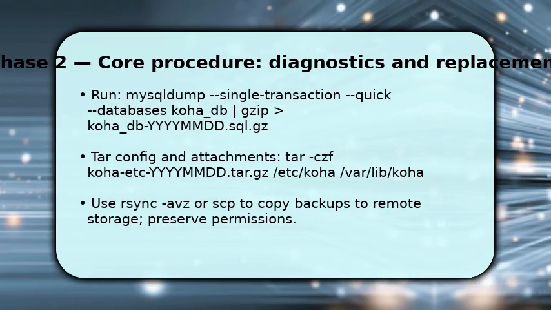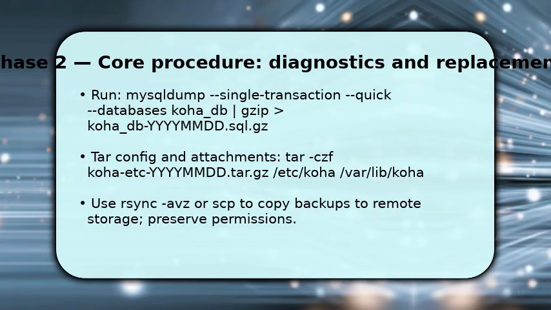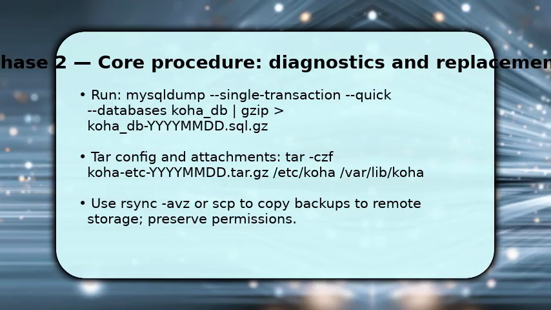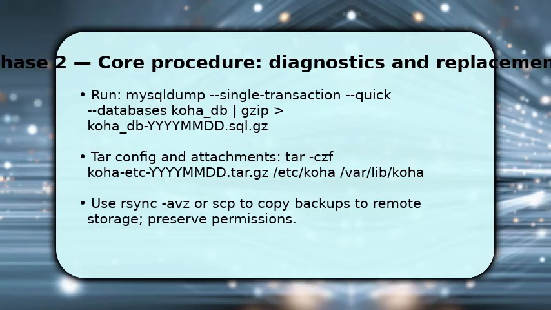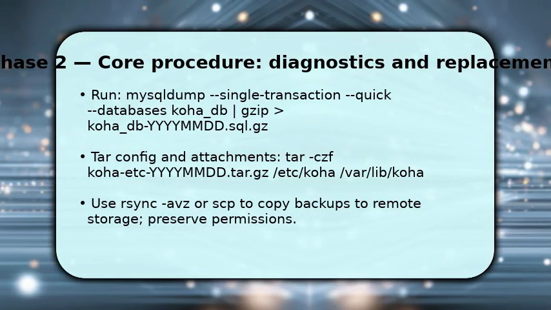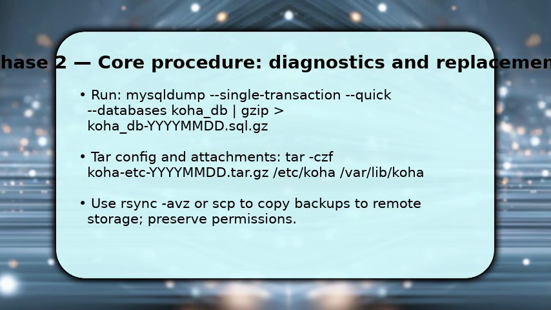After local creation, transfer backups to the remote host with rsync -avs to maintain timestamps and permissions. Make sure transfers complete and check exit codes. If you automate, test the cron job manually once to confirm paths and environment variables.